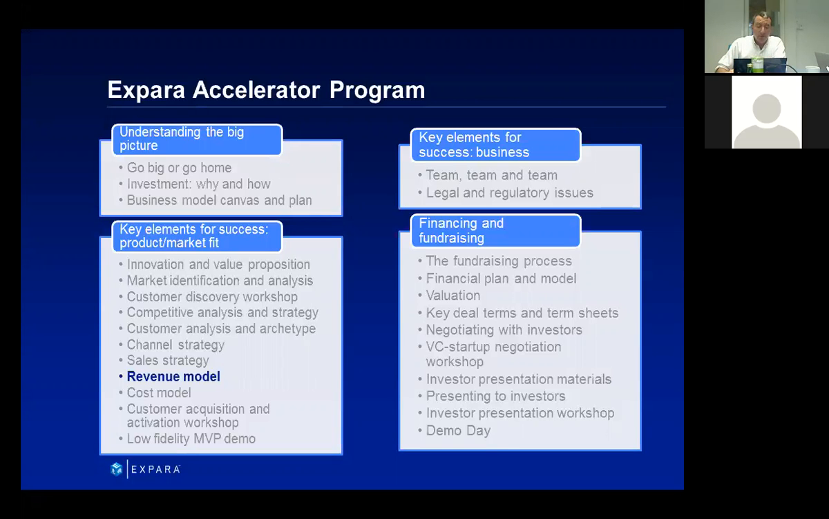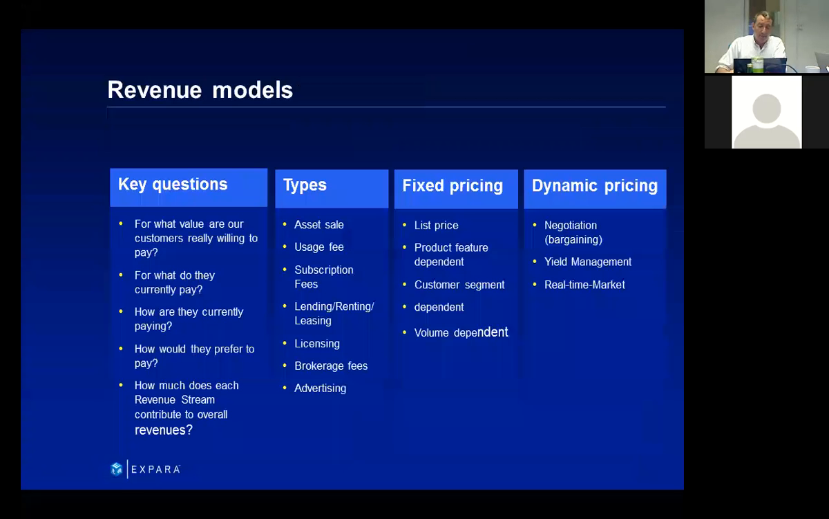I'm starting with revenue model. Revenue model is about how the company generates revenue, as you can probably guess from the name. And this, of course, is extremely important for any company which has a business model that is based on revenue.